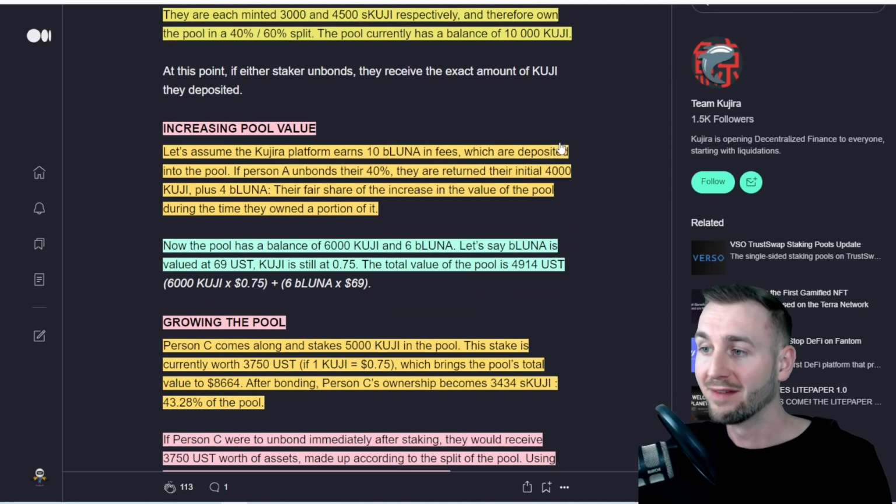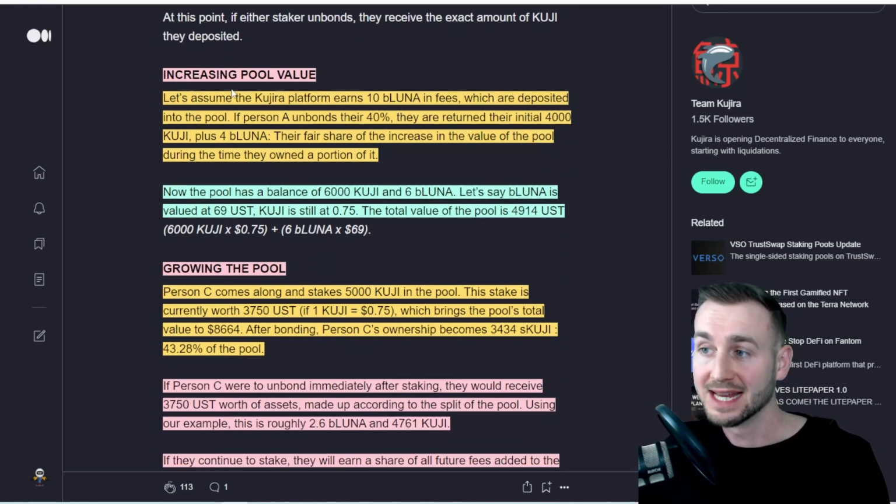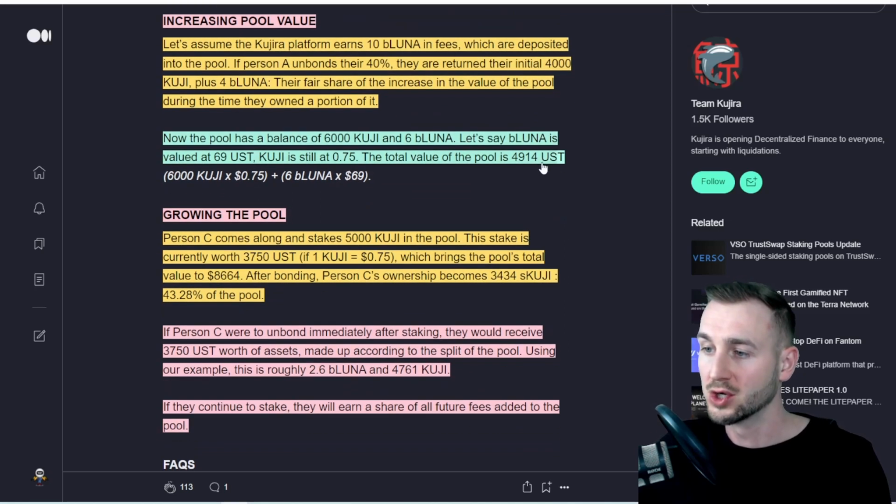However, over time, what's going to happen here is there's going to be an increasing value to the pool. This is due to the protocol making revenue. So assuming Kujira platform mint 10 B Luna in fees, these are deposited into the pool. If person A unbonds their 40%, they are returned their initial 4,000 Kuji plus 4 B Luna, 4 out of 10, i.e. their fair share of the increase in value to the pool. Now that person's exited, the pool has a balance of 6,000 Kuji and 6 B Luna. Let's say B Luna is valued at $69, Kuji still at 75 cents, total value 4,914 UST.